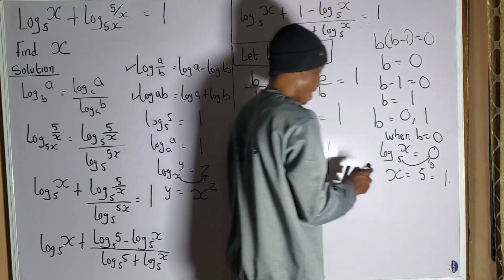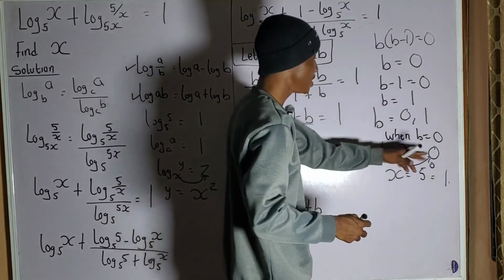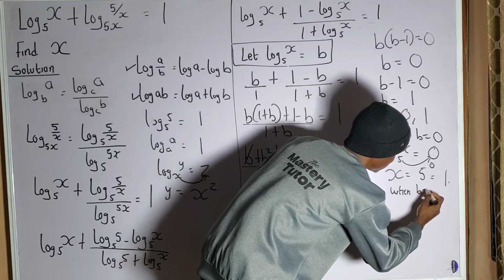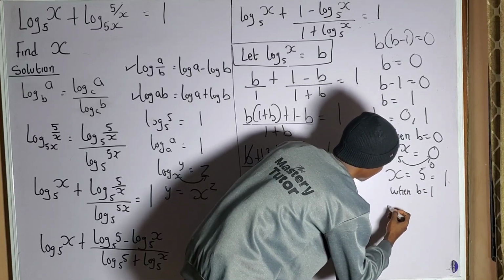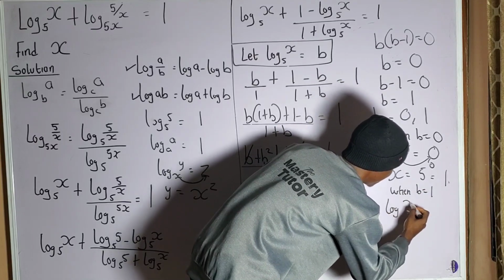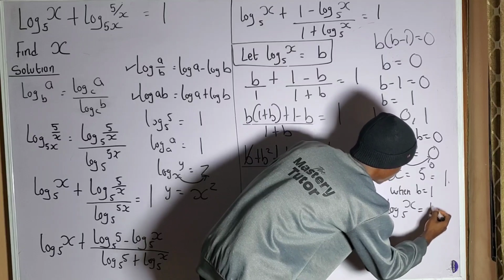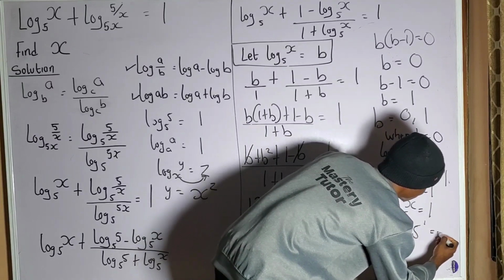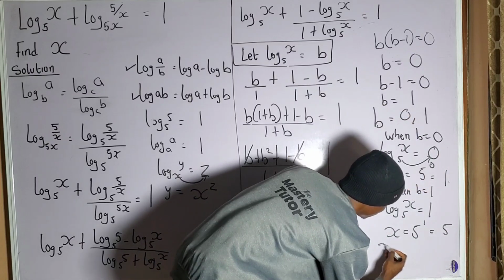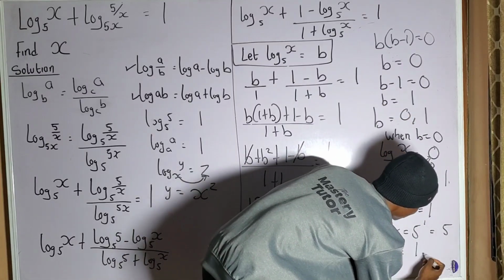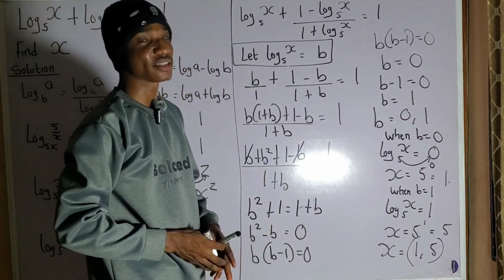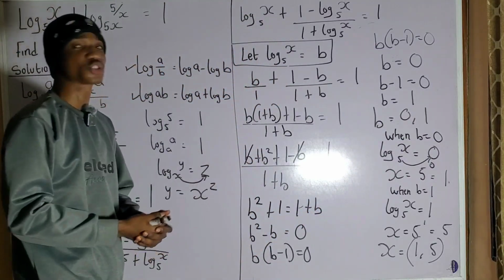Now, when b equals 1, I'm going to have log x base 5 equals 1. So x equals 5 raised to the power of 1, so that will be 5. So therefore, the values of x are 1 and 5, which are the final answers. Do you understand? Okay, so that is the solution to that question.